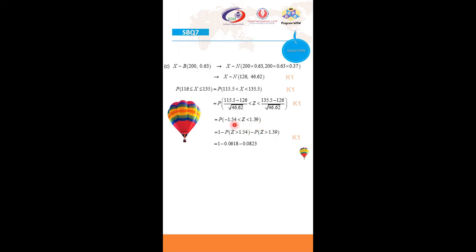So from here, to determine the correct value that we need to read from the table, it will be 1 minus Z greater than 1.54 and minus Z greater than 1.39. So here 1 mark over here. Okay, the step here is 1 mark. This is just read from the table. And then subtract and you got 0.8559. So this is the final answer, another mark. So the total mark is 5 marks for part C.